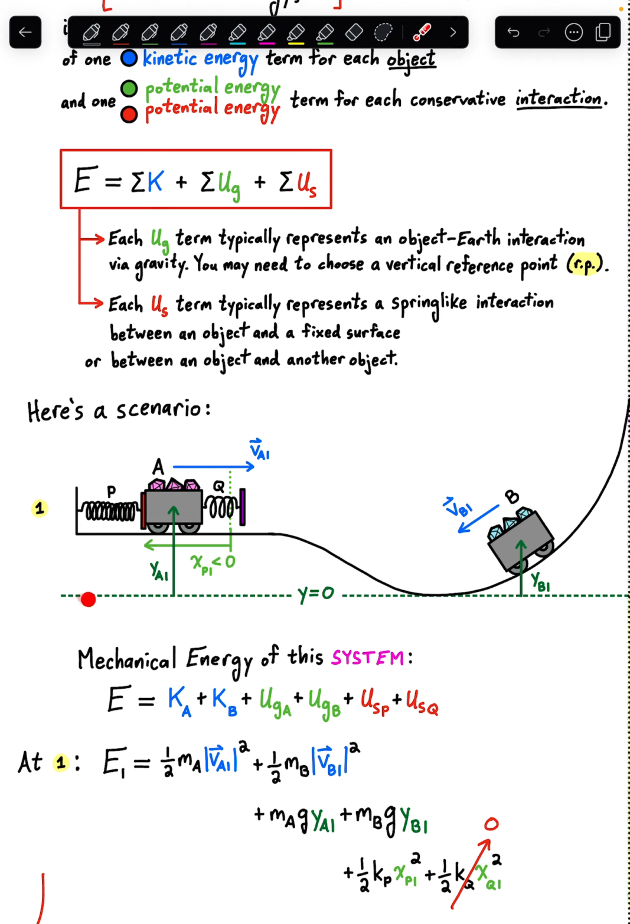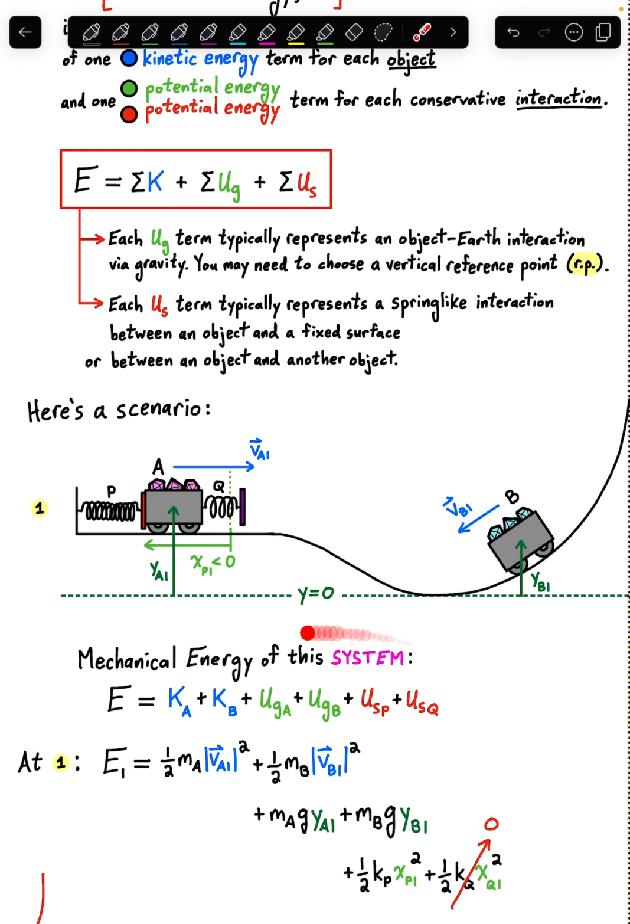And if I set my reference point for gravitational potential energy purposes, y equals 0, down here, then the center of mass of cart A is located a distance ya1 above that reference point at this moment, a value that we'll need to use to express the gravitational potential energy of cart A at this moment. Cart B over here also has a center of mass that is a height yb1 above our reference point at this instant.